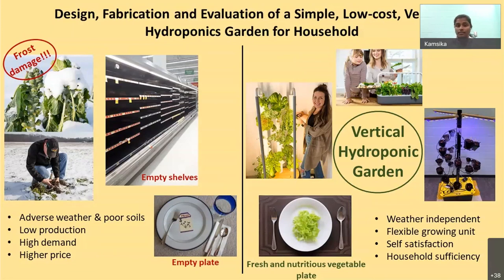It utilizes the light and heat energy of the household to grow the plants, and it is totally weather independent. At the end of the day, we all will be self-sufficient in terms of vegetables, and also it will give some self-satisfaction. My goal is to attract everyone and encourage them to grow in this hydroponic system to produce their own vegetables. So let's grow together. Thank you.